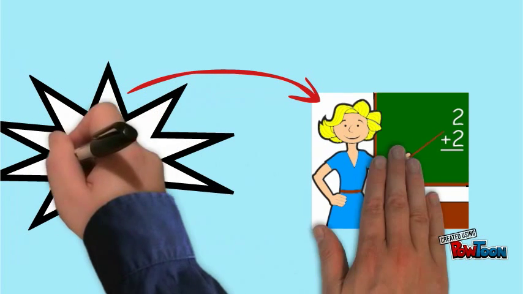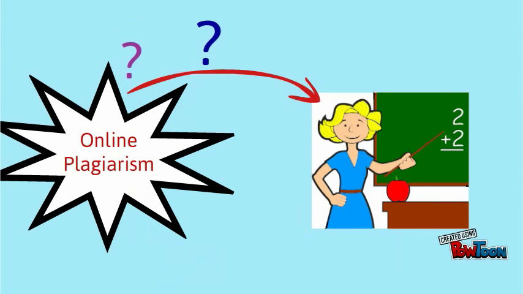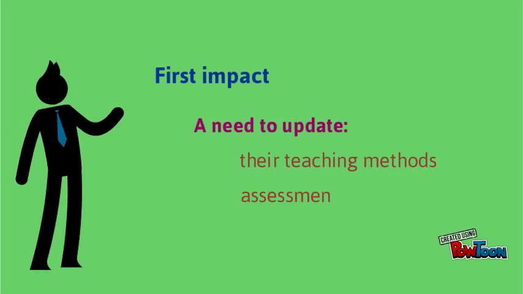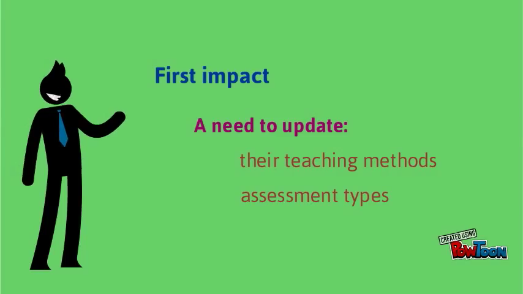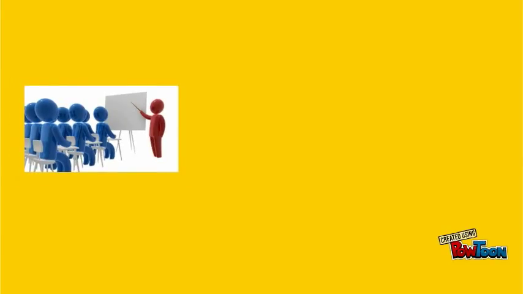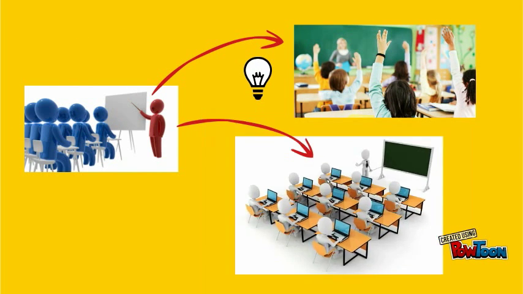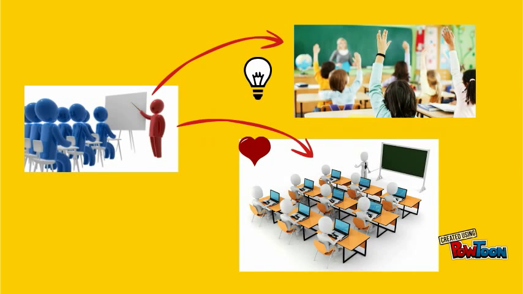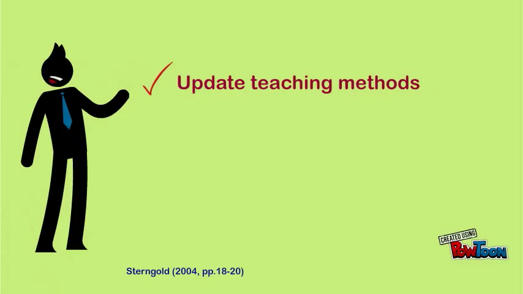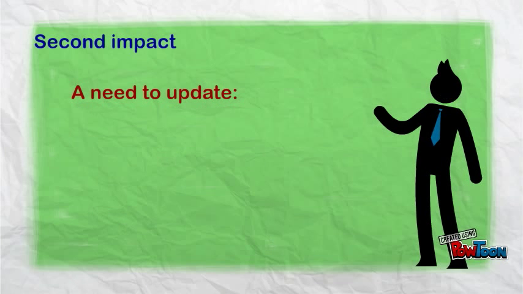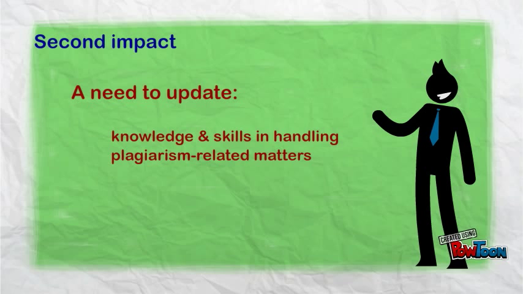Concerning the impact of online plagiarism on teachers, there seem to be three significant points they should consider and put into practice. First, teachers need to update their teaching methods and assessment means in order to engage students and encourage them to do their own work. Instead of using traditional teacher-centered instruction, it would be more engaging to the students to use learning-based teaching methods and to put into practice plagiarism prevention assessment tasks. Sterngold also recommends updating teaching methods and proposes several effective plagiarism prevention strategies. Second, they need to update their knowledge and skills in tackling plagiarism-related matters.